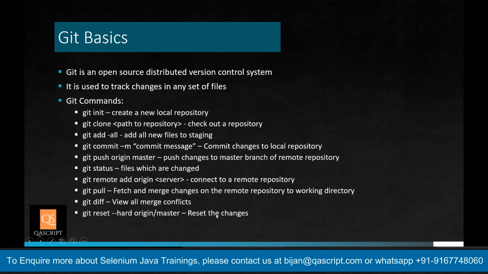And then also if you have made some changes, and if you want to undo that, for that you can use the git reset command. There is a hard reset, there is a soft reset also. So in hard reset, it will reset all the changes. So whatever changes you have made into the master branch, it will reset those changes.